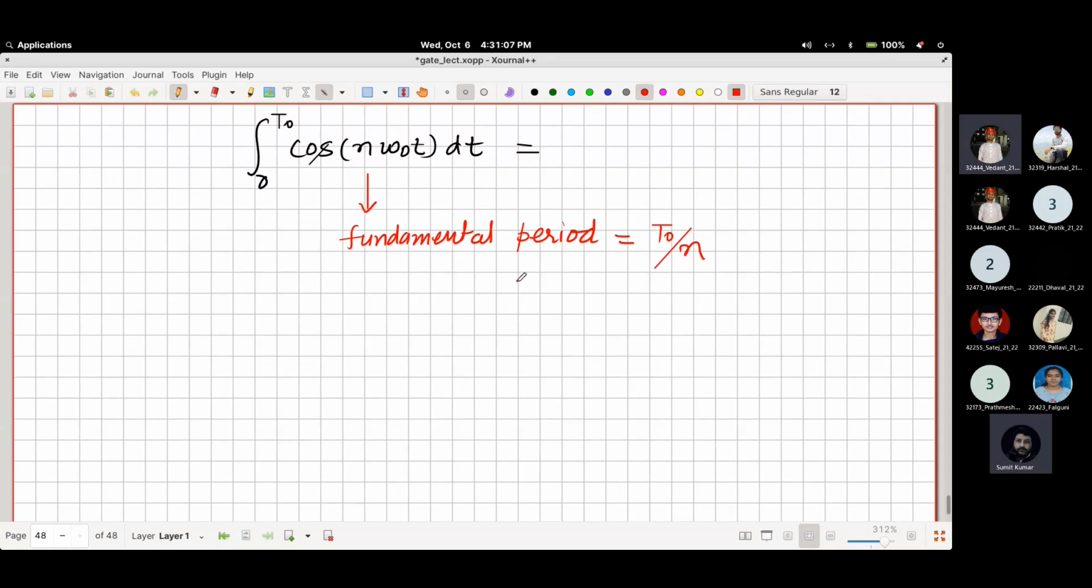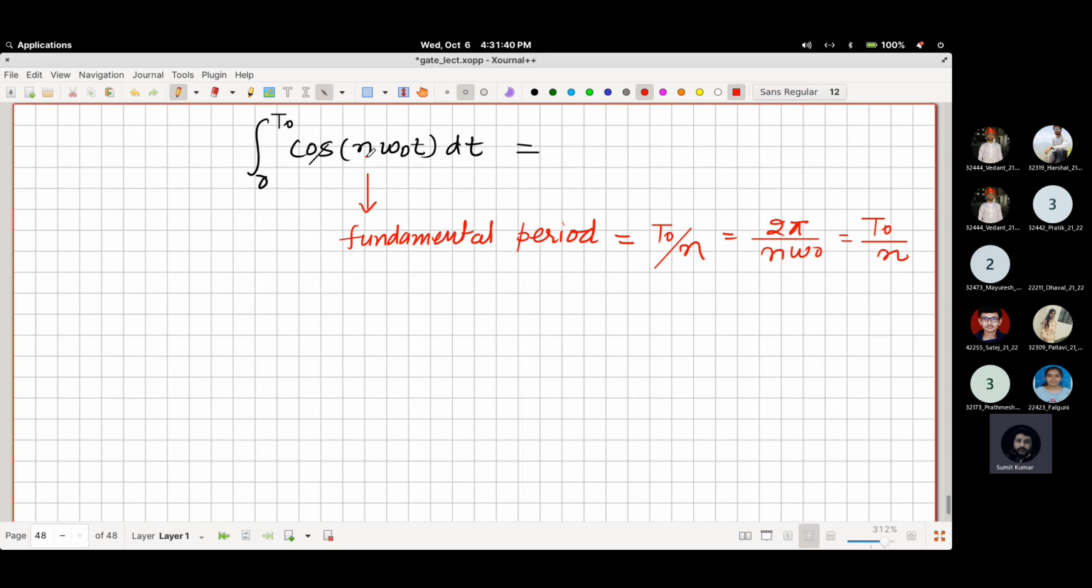Not 2 pi by omega naught. Here it is 2 pi by omega. So what is omega here? n omega naught, isn't it? So 2 pi by n omega naught. And we already know that 2 pi by omega naught is equal to t naught. So it is t naught divided by n. Is that clear?